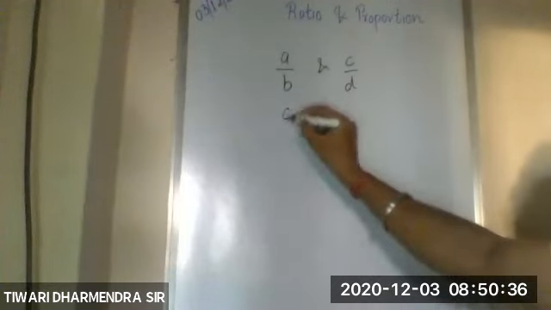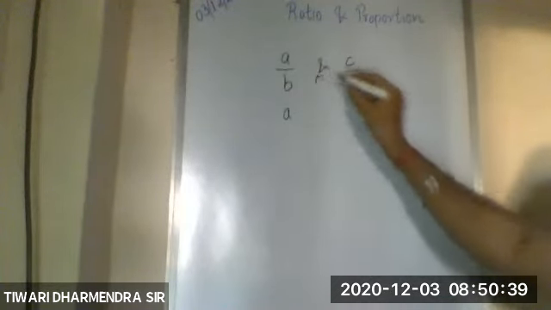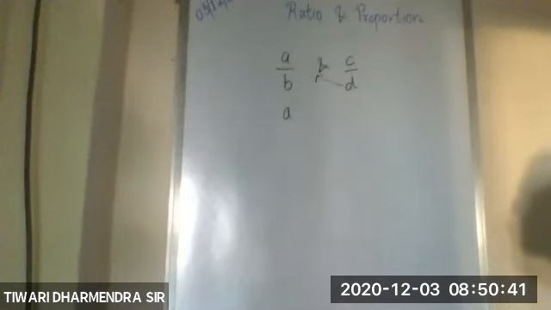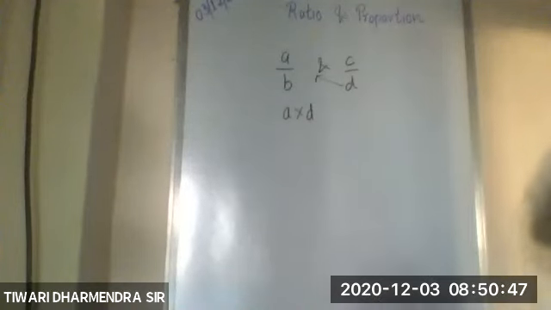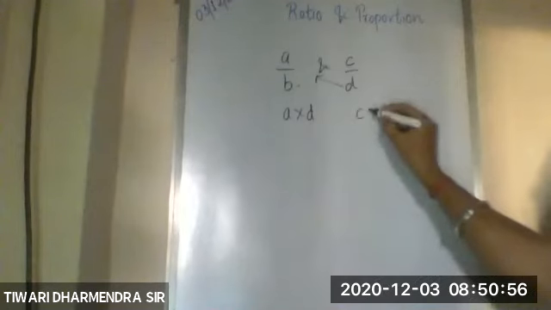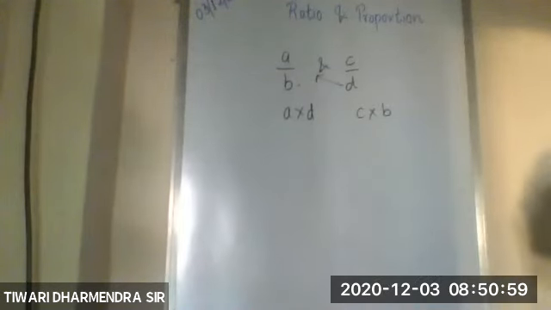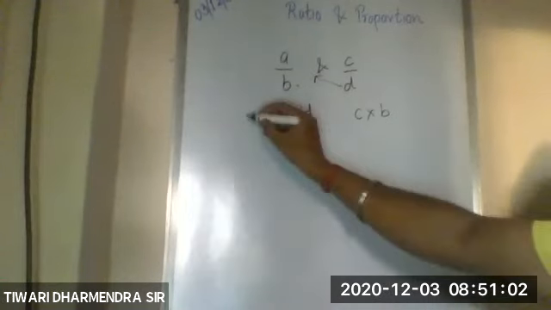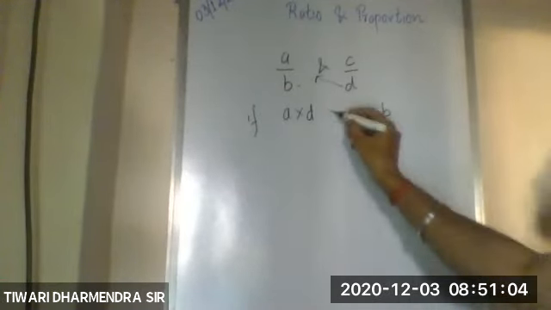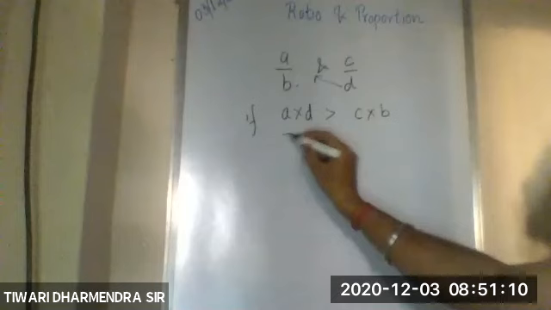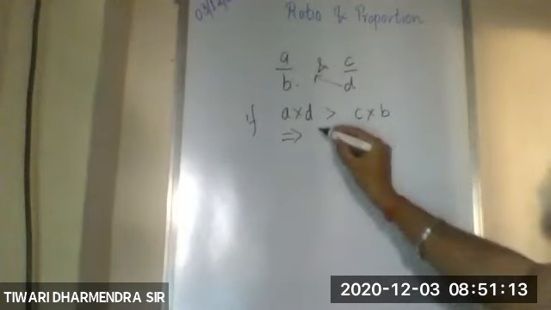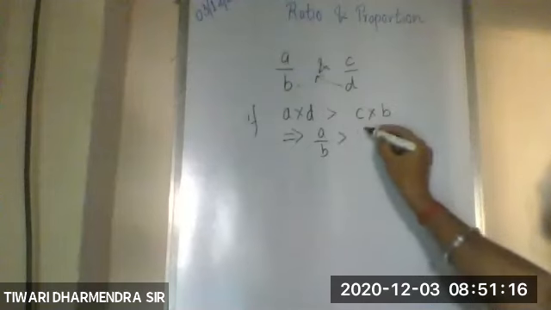That is, take this D to that side and multiply with A. So A into D, find the value of A into D, take B to the right hand side, in the sense multiplied with C, that is C into B. If AD is greater than BC or CB, then we can conclude that A by B is greater than C by D.